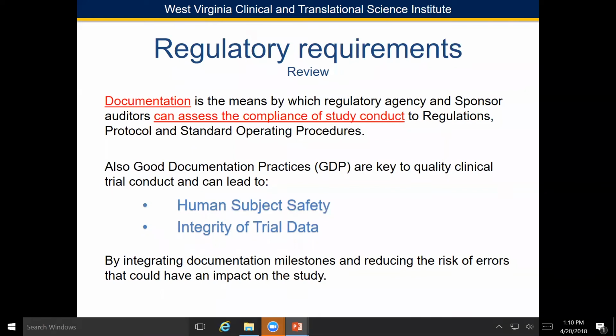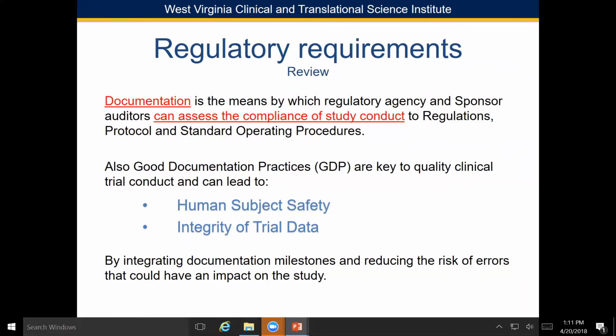So just a review of the regulatory requirements. The documentation is the means by which regulatory agencies and sponsor auditors can assess the compliance of study conduct to regulations, protocol, and standard operating procedures. So again, it's really important to remember that they are not present during study conduct, and the high standards that you take during study conduct should be represented in the documentation of the trials.